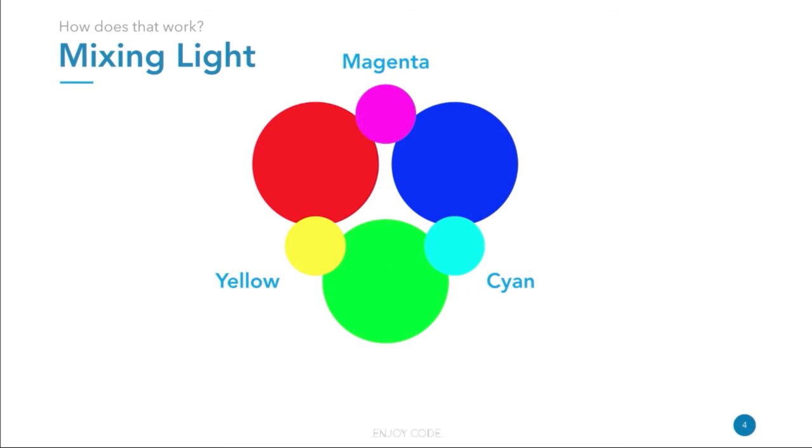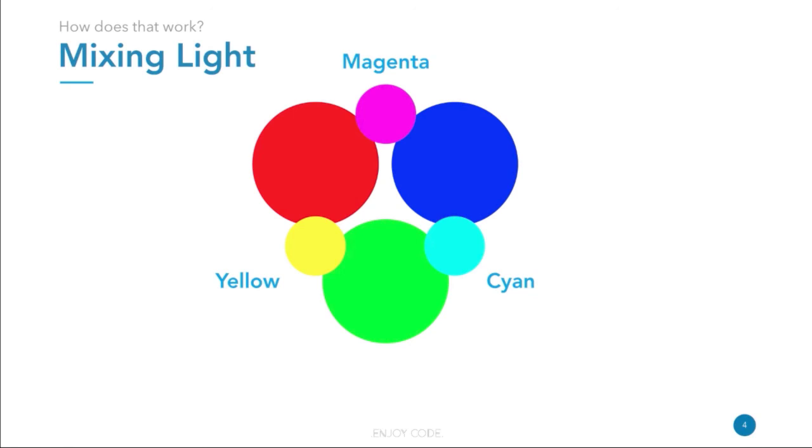So if we mix red and blue together, we get magenta, which is like a bright purple-ish. If we mix green and blue together, we get cyan, which is like a bright bluish, greenish, turquoisey color. And if we mix red and green together, we get yellow. Now you might say, well, where's orange? Well, it's somewhere between yellow and red. You're going to have to figure that out if that's the color you want.